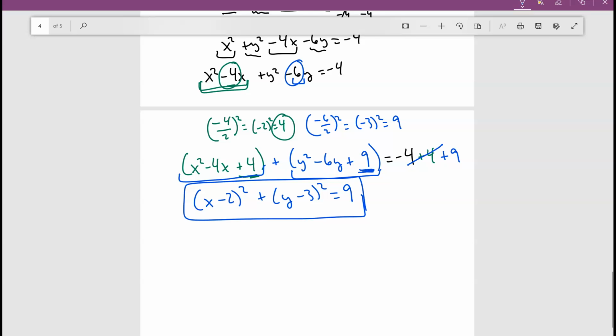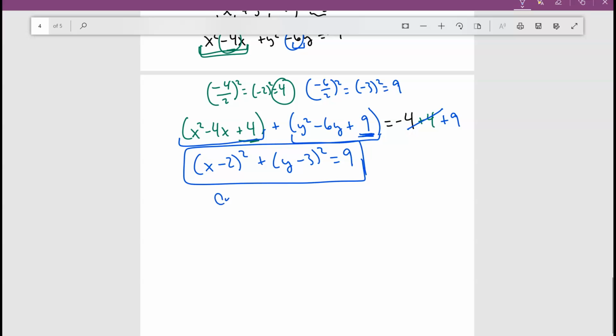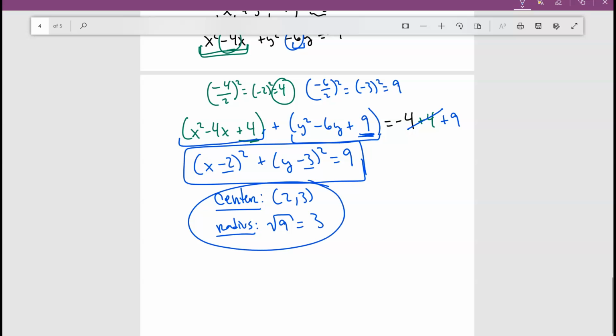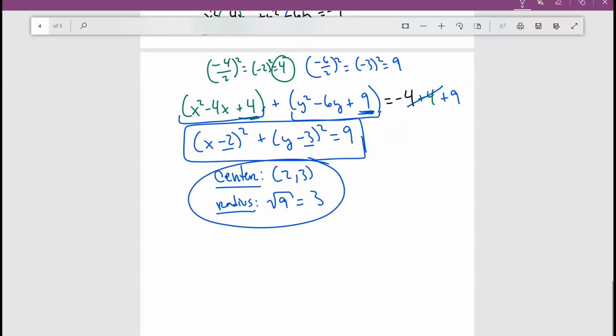This looks a lot like a circle now. We want to find the center and the radius. My center is going to be (2, 3), because that's what this is. And then my radius is going to be the square root of 9, which is equal to 3. So this is my solution. Okay. So in the next video, I will do another problem very similar to this one.